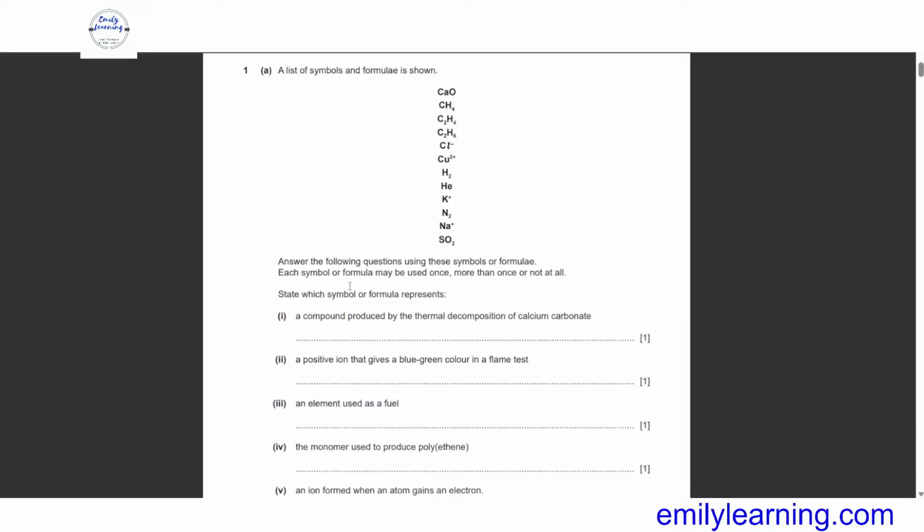State which symbol or formula represents a compound produced by the thermal decomposition of calcium carbonate. So if calcium carbonate undergoes decomposition, you'll get calcium oxide and carbon dioxide. So the answer is calcium oxide because there is no carbon dioxide here. So for A, the answer is CaO, calcium oxide. So let's write that in here.